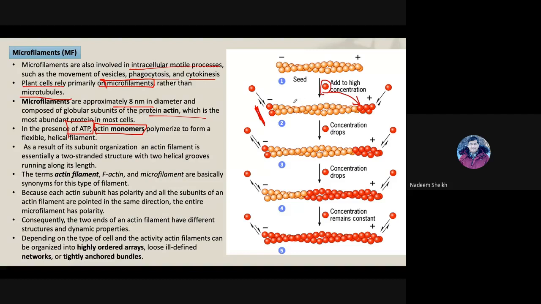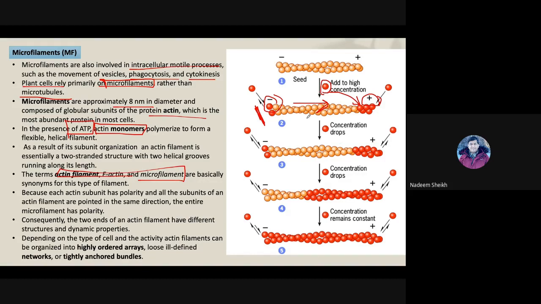After that, extension or polymerization is a quite speedy process. And the fast growing end is called the plus end, and the other end where nucleation has occurred is called the minus end. F-actin, actin filament, or microfilament: these are three different names or synonyms of the same structure.